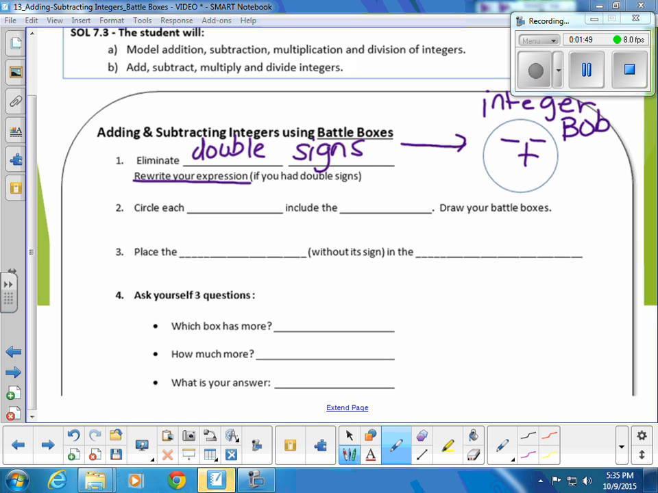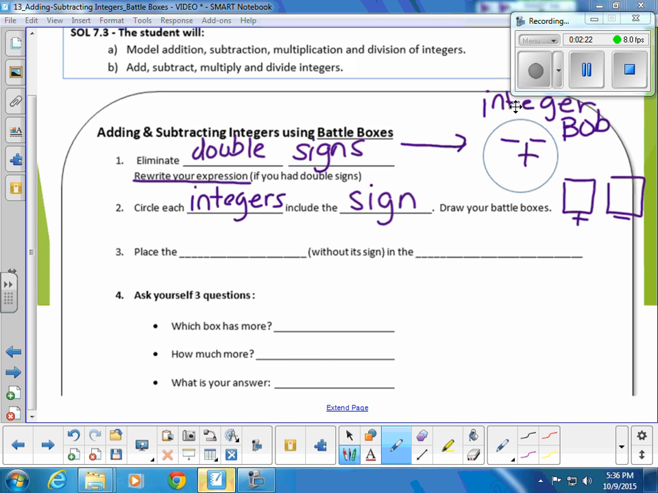If you didn't, all you have to do is circle your integers and include the sign that's in front of the number, not the one behind, in front. And then you're going to draw your battle boxes if it's a problem that hasn't already had them drawn for you. Your battle boxes are simply a square with a positive sign underneath and a second square with a negative sign underneath. That's all your battle boxes are, and we're going to go through that process today.